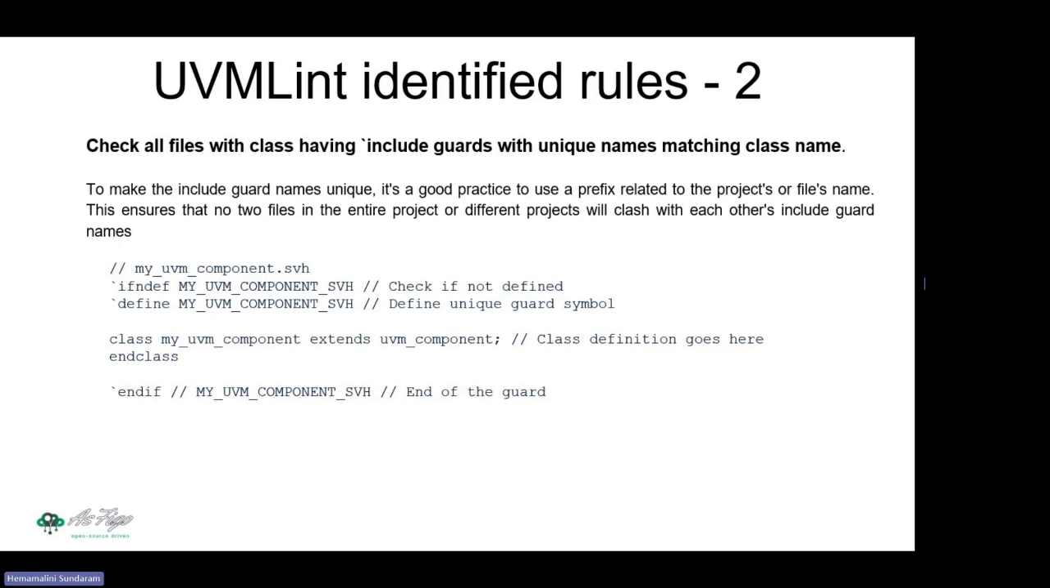So you have an include guard name that you have specified. But by using a prefix, say for example we are working on SVCK, we say SVCK underscore, that package or something like that. Then the include guard is specific to SVCK. Now if you do EL2, you would say EL2 underscore something, right? So that is why rule number 2 checks for classes having include guards with unique names matching the class names.